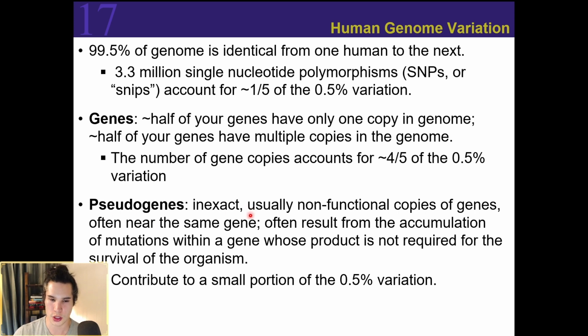Now we also have these things called pseudogenes, which are inexact, usually non-functional copies of genes that are oftentimes located near the same gene. Often it's a result of the accumulation of mutations within a gene whose product is not required for the survival of the organism. And so that's only going to contribute a small fraction of that 0.5% variation. Most of it is going to be due to multiple copies of any of our genes within our genome.